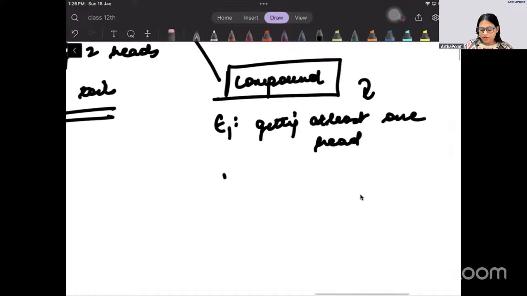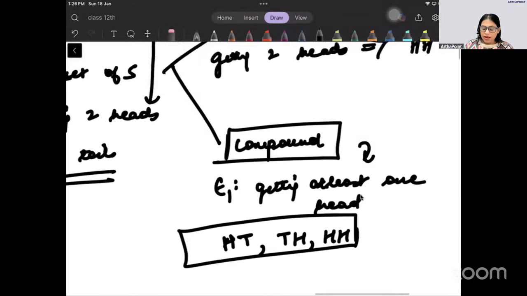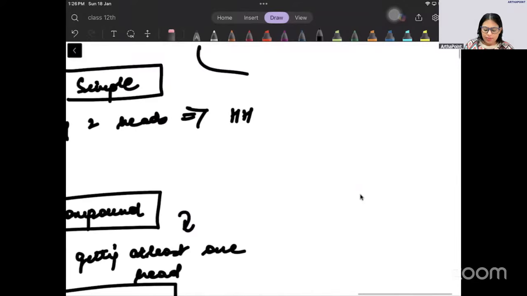So I know that the first can be head, second can be tail, first can be tail, second can be head, both can be head. So at least one head includes one head also and it includes two heads also. So it becomes a compound event because it has more than one outcome.